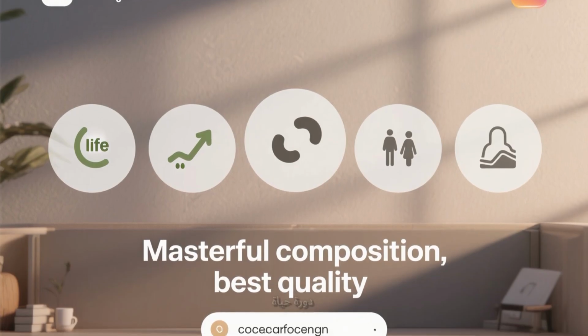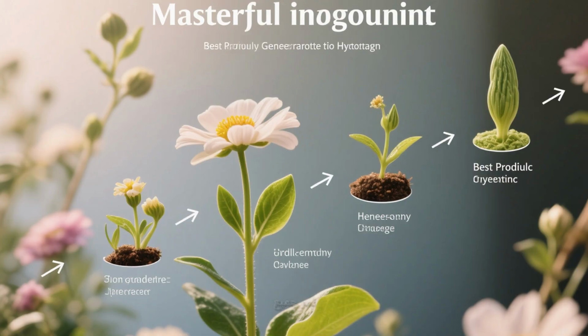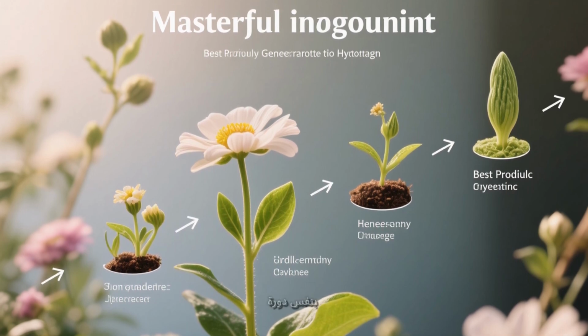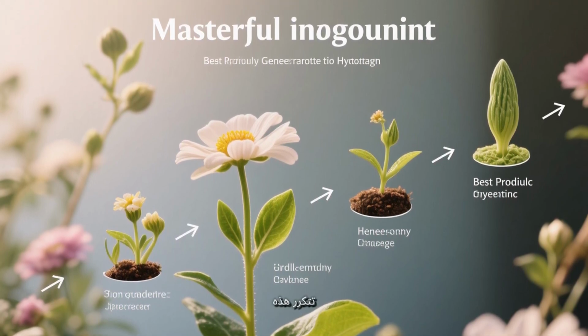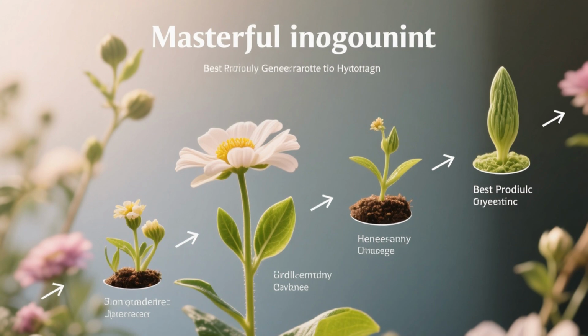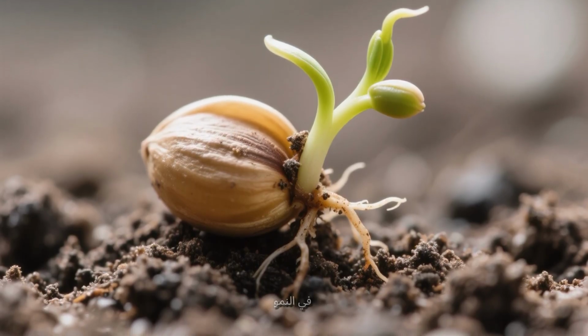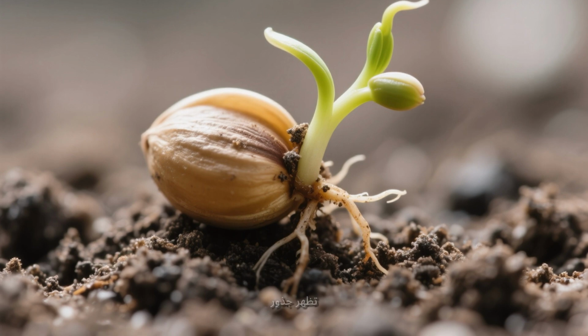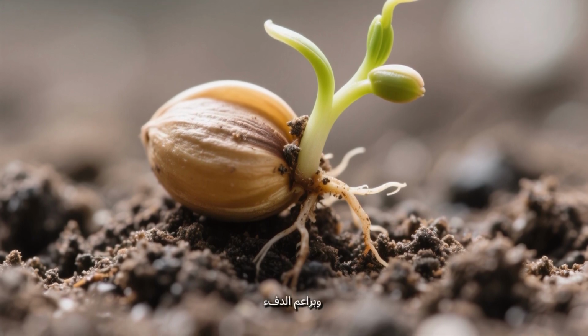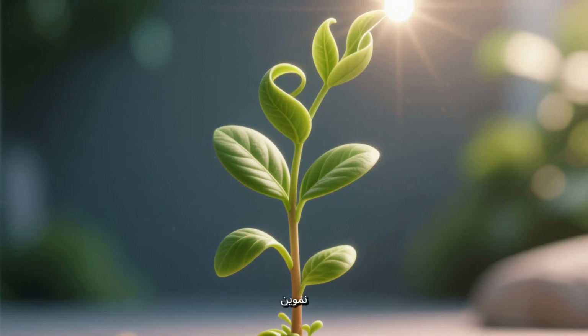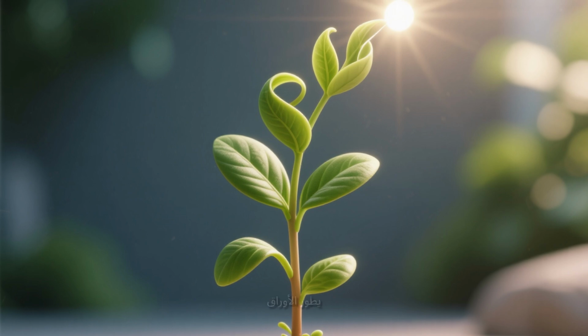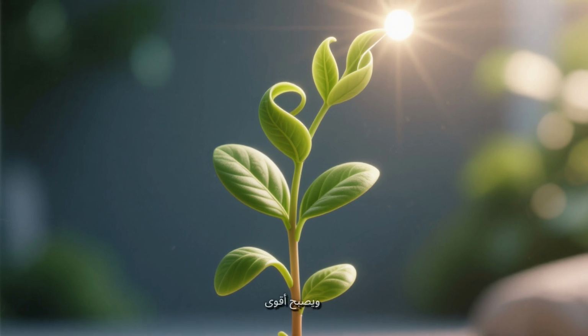Part 2. Life cycle of a flowering plant. All flowering plants go through the same life cycle. This cycle repeats again and again. The main stages are: 1. Germination. A seed starts to grow when it gets water, warmth, and air. Roots and shoots appear. 2. Growth. The plant grows bigger, develops leaves, and gets stronger.